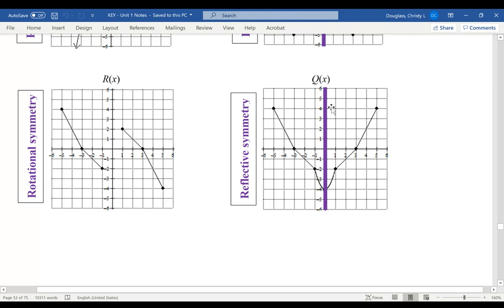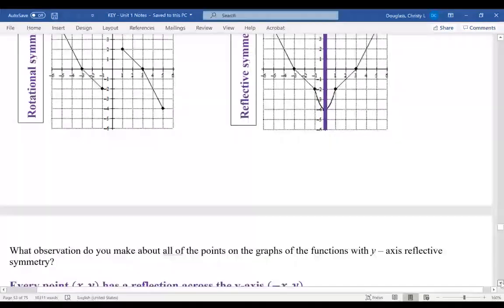Here's another reflective symmetry about the y-axis. Of course, you can have reflective symmetry about other lines as well. But for even and odd, this is what we're interested in.